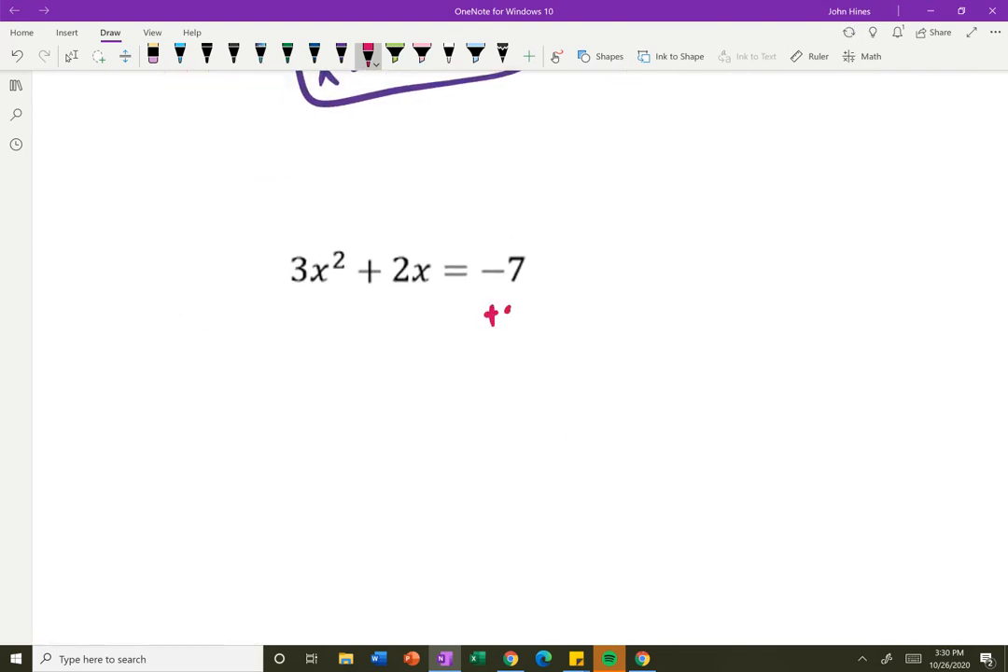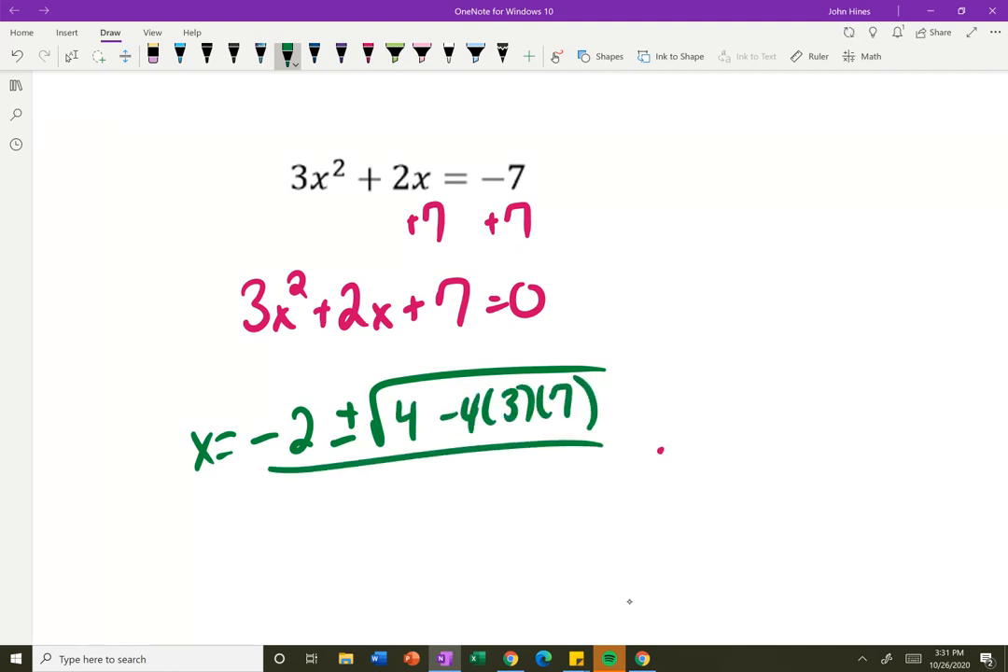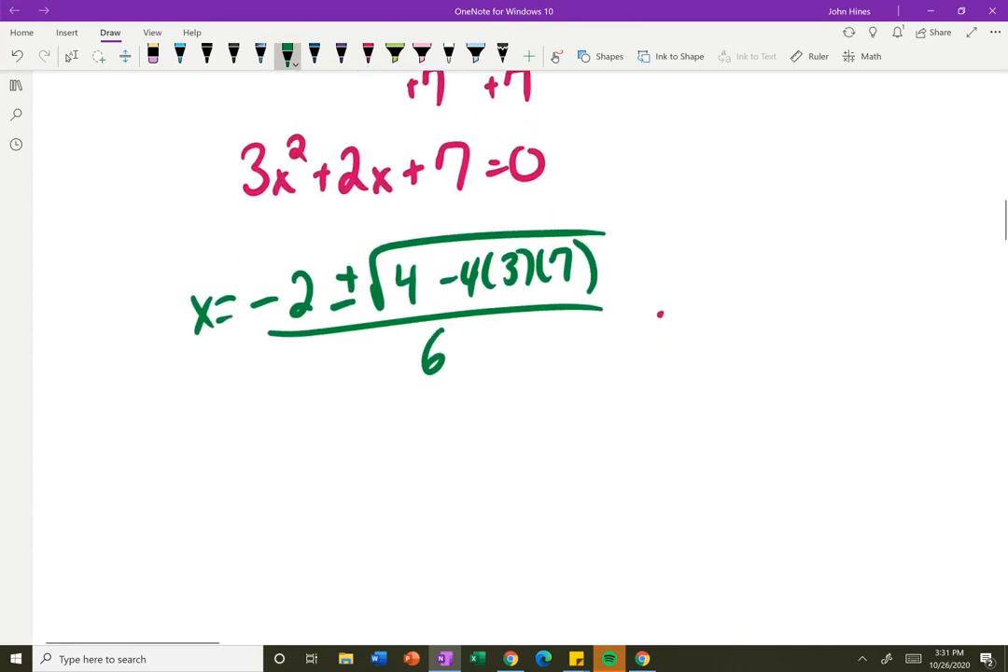All right, this is not equal to 0, so I'm going to add 7 to both sides. Plus 7 equals 0. And then I'm not even going to try to factor. I'm just going to jump right to the quadratic formula. X equals -2 plus or minus the square root of b squared minus 4 times a times c, all over 2 times a, which is 6. So then in my calculator here, I'm typing in 4 minus 4 times 3 times 7. I got negative 80.